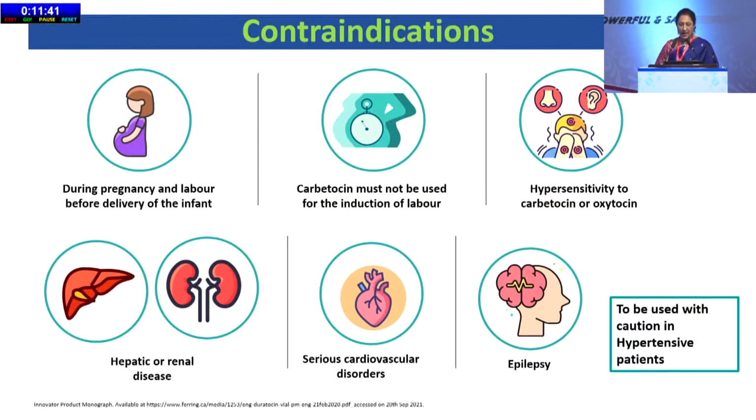Oxytocin still stands as a choice. But there are certain contraindications. Do not give it during pregnancy and labor before the delivery of the infant. It should not be used for induction of labor. Other contraindications are hypersensitivity to carbetocin or oxytocin, hepatic or renal diseases, serious cardiac disorders, or epilepsy, and it is to be used with caution in hypertensive patients.